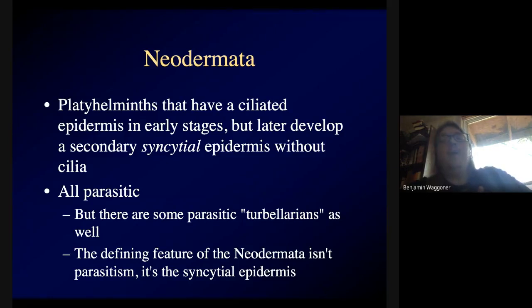And when we come to it, I'll show you why that's important, because it turns out to be very useful for parasitic lifestyles. All of the neodermatans are parasitic, although not all of the flatworm parasites are neodermatans. There are some parasitic flatworms that are not in the Neodermata. This is one of them, just because it looks cool.